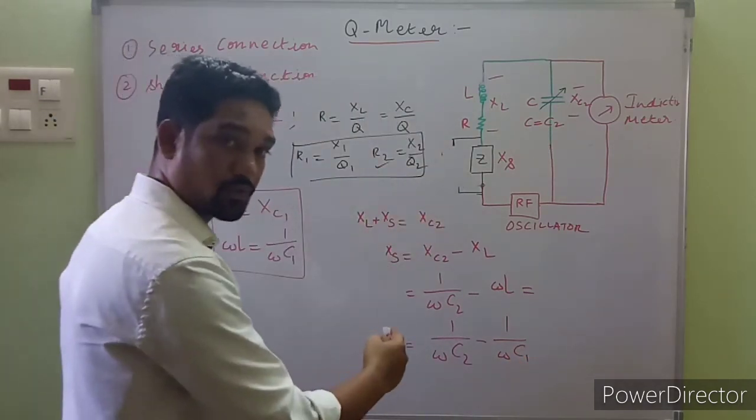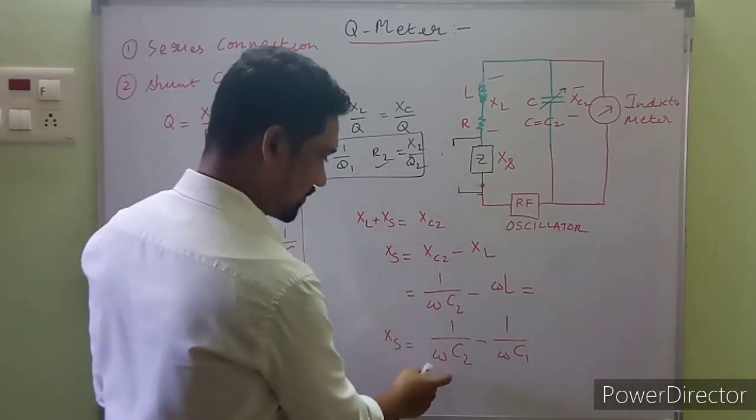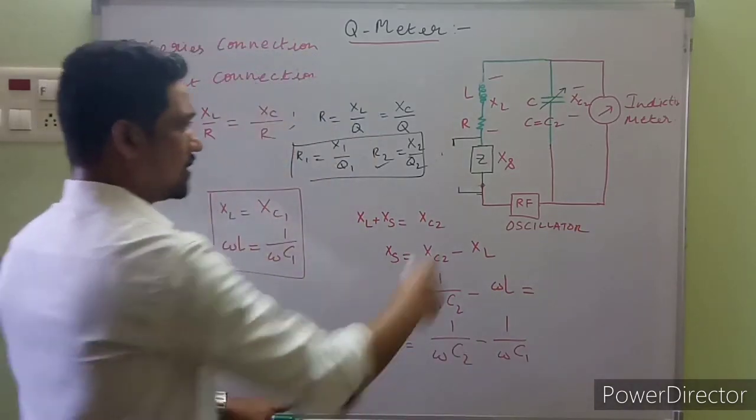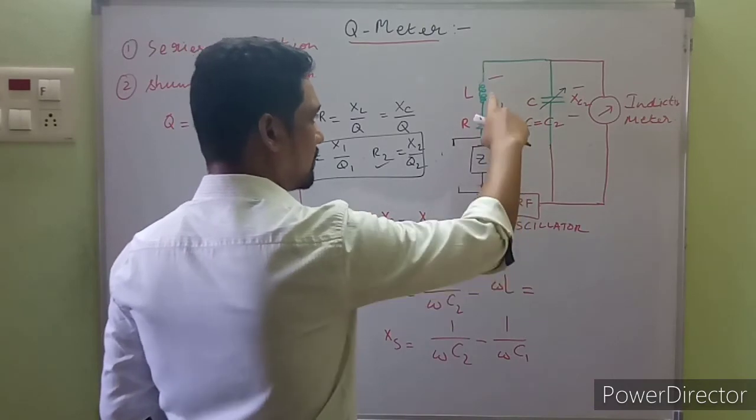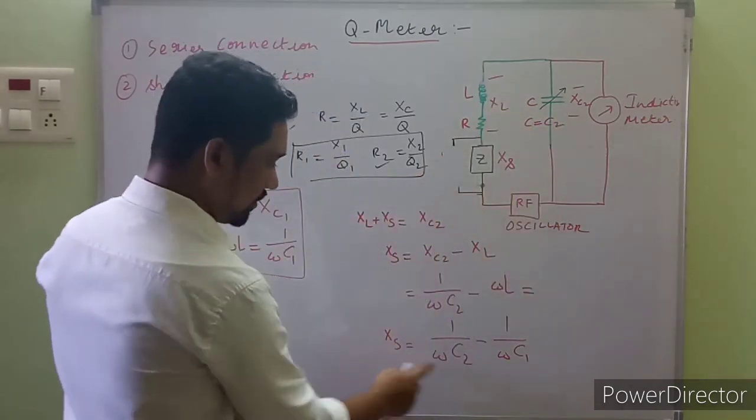You are confused, you don't get this derivation. If you are a beginner, this is the problem you have. Make a note, right? These two are in series. This series combination is in shunt with this one, and this comes into the picture. So can you see this equation?